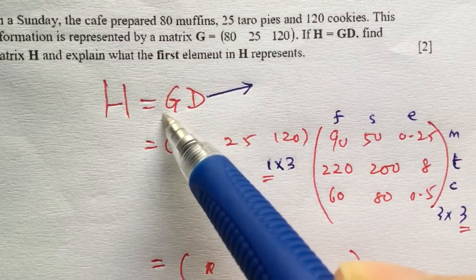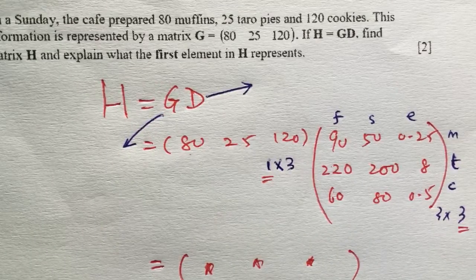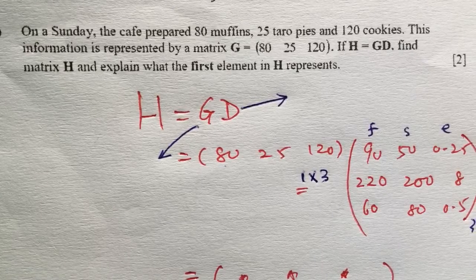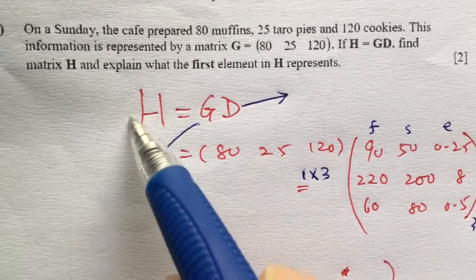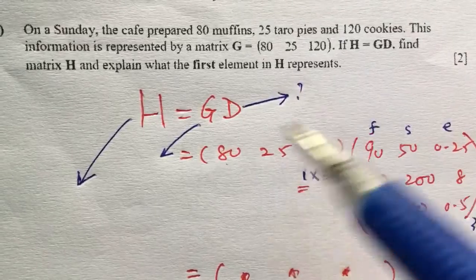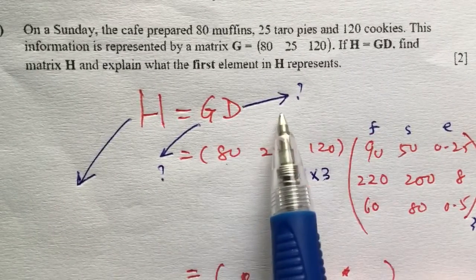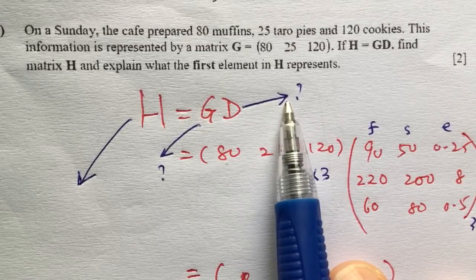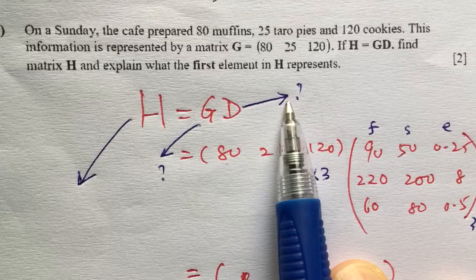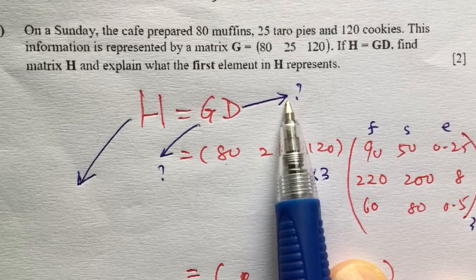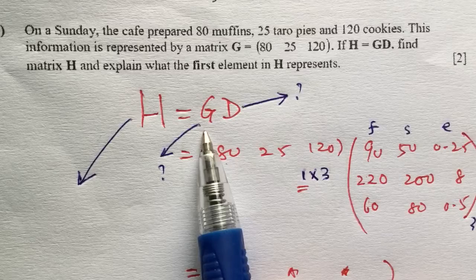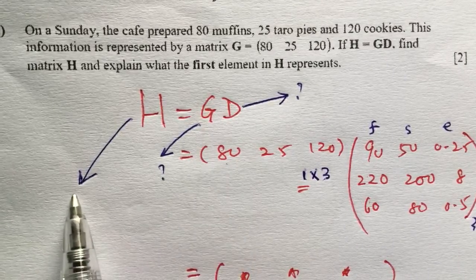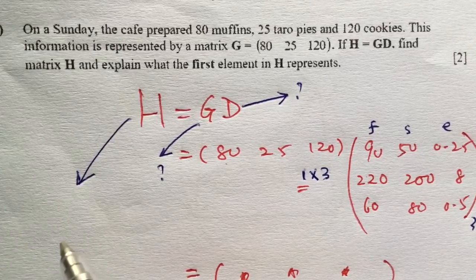And the matrix G represents the number of pastries prepared on Sunday. So what does H represent? Repeat. D is a matrix representing the amount of each type of ingredient needed for each type of pastry. G represents the number of each type of pastry prepared on Sunday. So what does H represent?